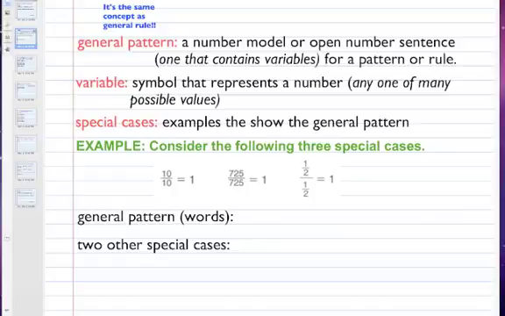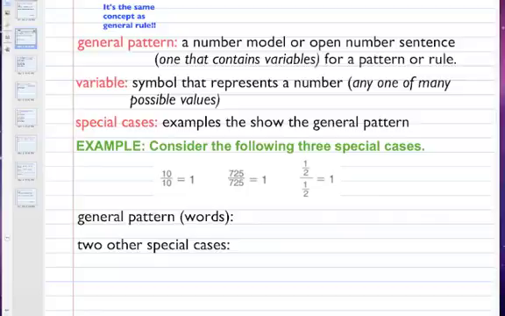3 vocabulary words you're going to hear quite often in this lesson. The first one is general pattern. This is simply a number model or an open number sentence. That's just one that contains variables for a pattern or rule. Kind of connecting it to something you already know, a general pattern is really close, or if not the same concept as general rule that you did earlier this year.